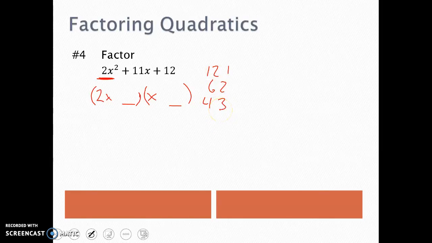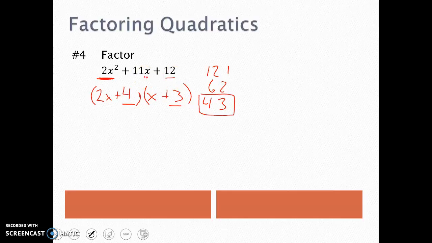And I'm going to look to see if there is something I can put in here so that when I check it, my inside terms and my outside terms add up to 11. I always like to start with the factors that are closest together. So let's say, for example, that I put a 4 here and a 3 here. I want them both to be positive because I need a positive 12, and they're adding up to something that's positive, which is the 11.